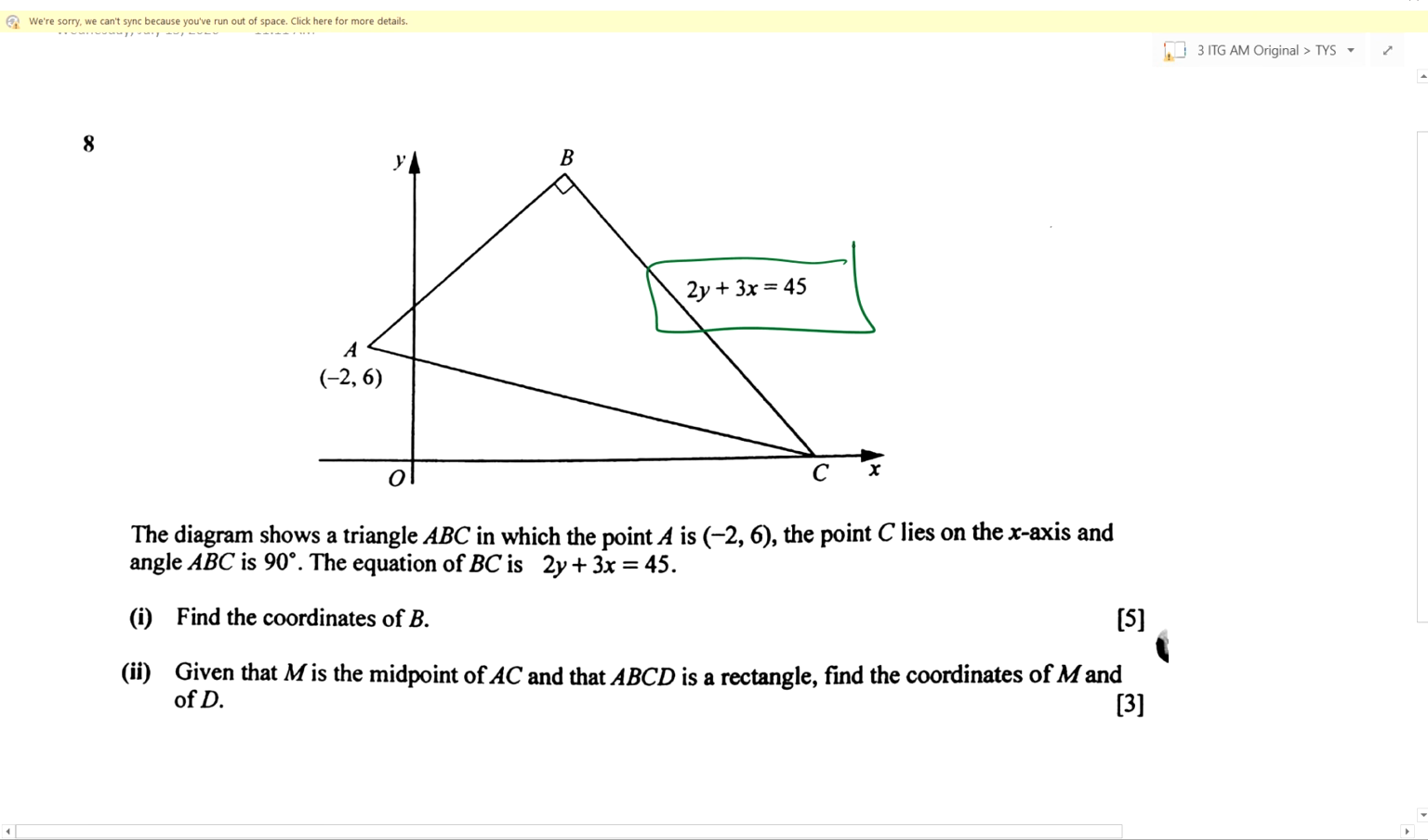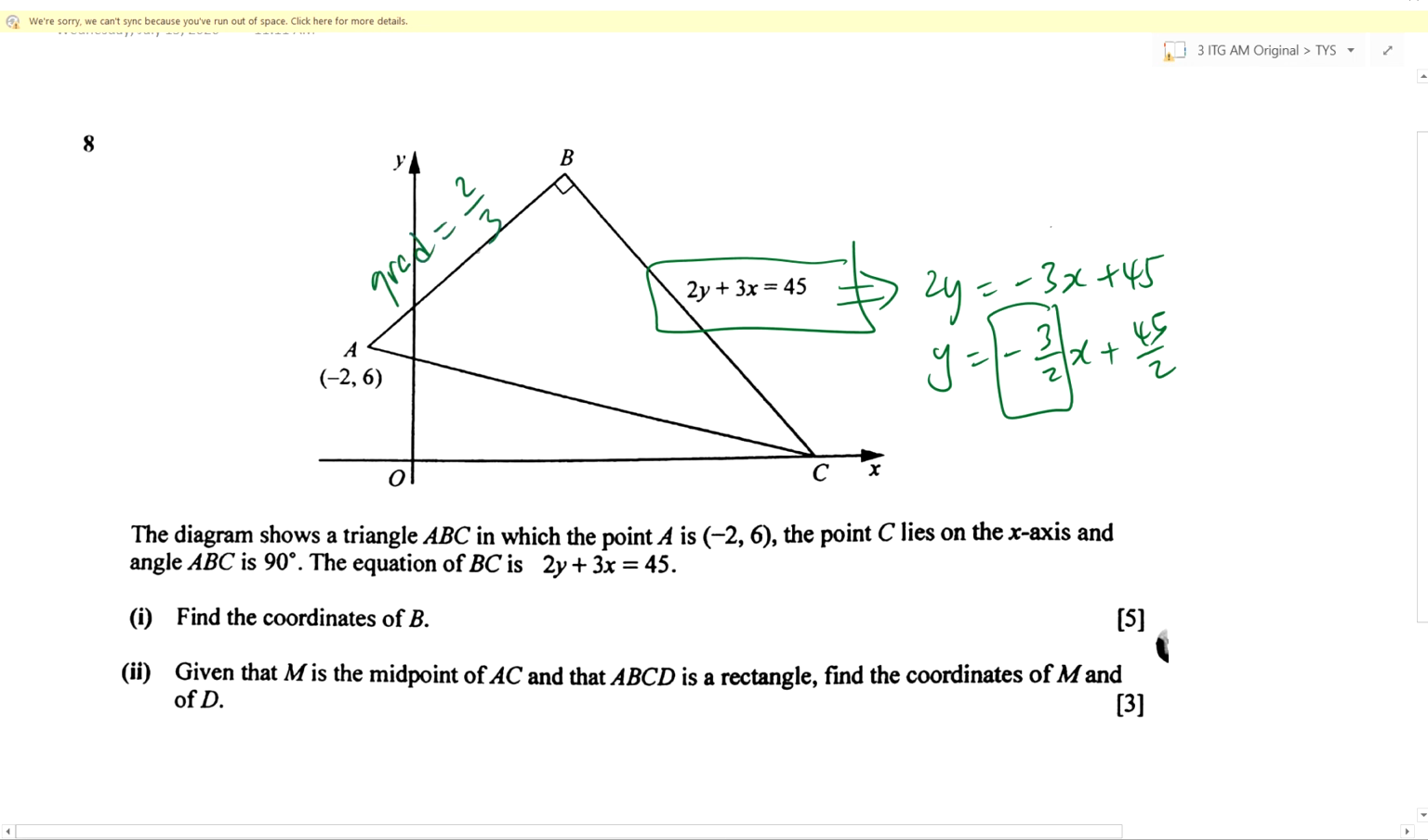So with this equation here, I can find the gradient very easily. From here, the gradient is, let's rearrange. So 2y = 3x + 45. Y = 3/2 x + 45/2. This is the gradient for BC. So I can get a gradient for AB. Gradient is -2/3. Right? Change the sign, flip it over.